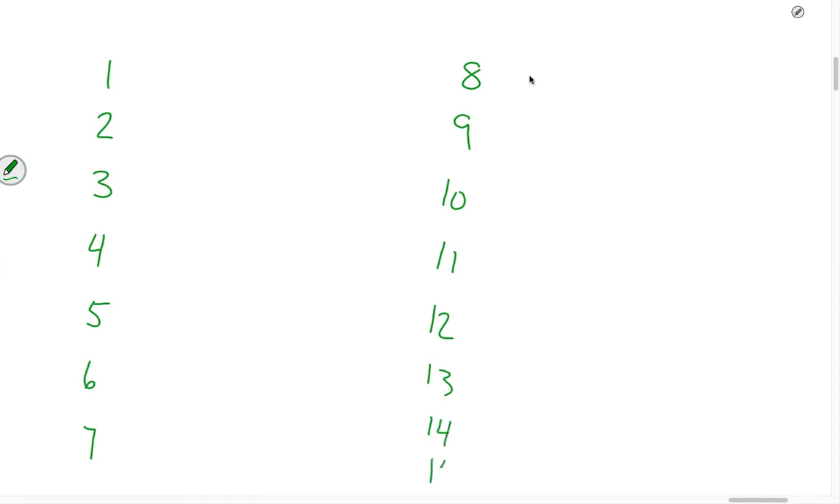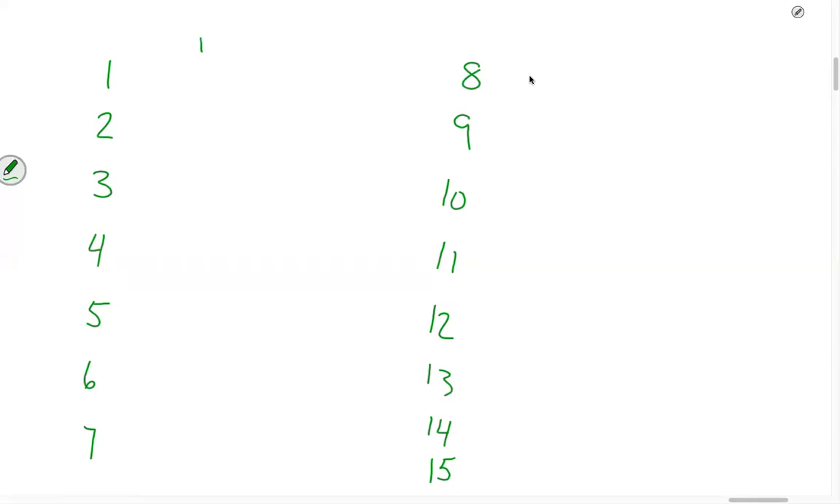And here we go. So let's start out by writing our numbers 1, 2, 3, 4, 5, 6, 7, and then you guys keep continuing down. 8, 9, 10, 11, 12, 13, 14, and I'll go to 15. I can keep going, but I'm not really going to do it because you'll get the point.